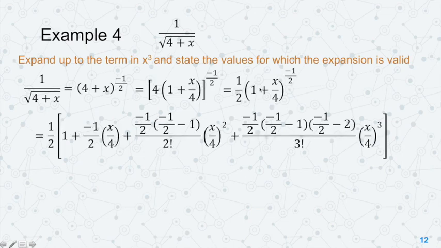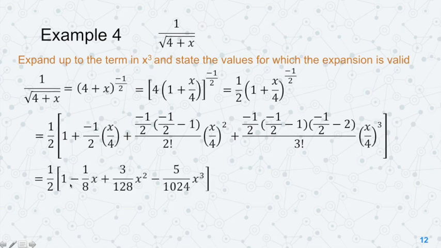So here our n is negative 1 half, and the second term is x over 4. So just be careful with this. Don't commit some careless mistakes here. Take note that 1 half should be outside and to be multiplied to the whole expansion. So don't forget this outside factor 1 half. So this is now 1 half times 1 minus 1 over 8 x plus 3 over 128 x squared minus 5 over 1024 x cubed. And then you just distribute 1 half inside.